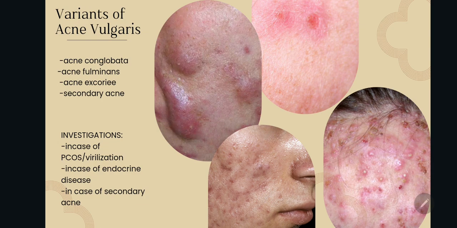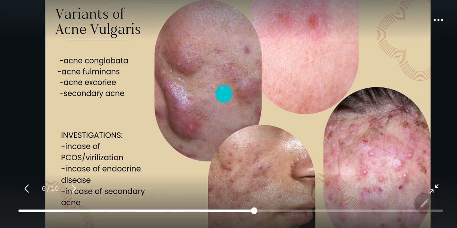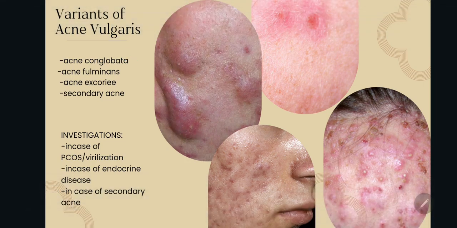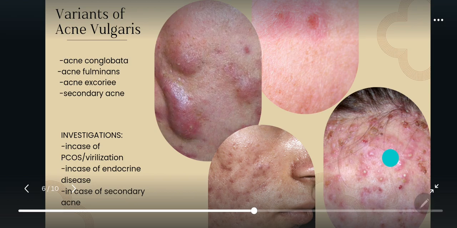hidradenitis suppurativa, a chronic inflammatory disorder of the apocrine glands, predominantly affecting the axillae and the groins, the scalp folliculitis, and pilonidal sinus. These two pictures show acne conglobata. Now let's talk about acne fulminans. This is the picture of acne fulminans.